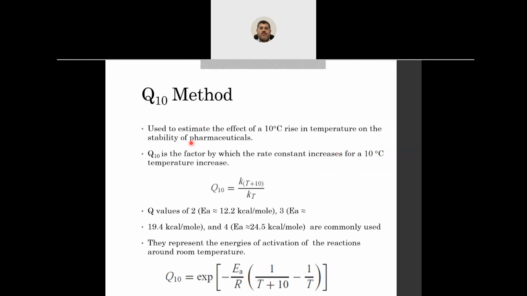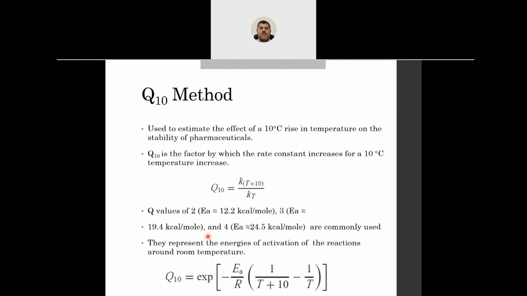Okay, the Q10 method is relying on the value of Q10, and this one is used to estimate the effect of a 10-degree rise in temperature on the stability of pharmaceuticals. Q10 is the factor by which the rate constant, means K, increases if the storage temperature increases by 10 degrees. Q10 is the ratio between the reaction rate constants, K at certain temperature, and if we increase the temperature by 10 degrees, how much will be the K? So for example, K at 30 degrees and K at 30 plus 10, K at 40 degrees. The ratio between them is the factor by which the rate constant of degradation increases for a 10 degrees increase in temperature.